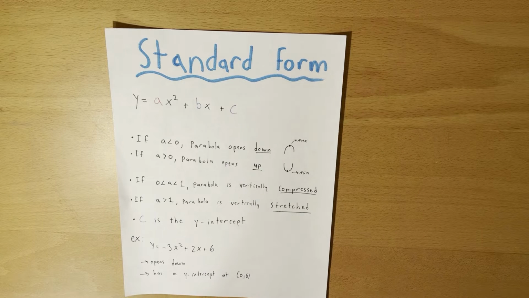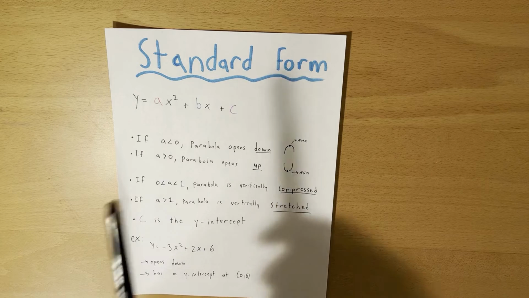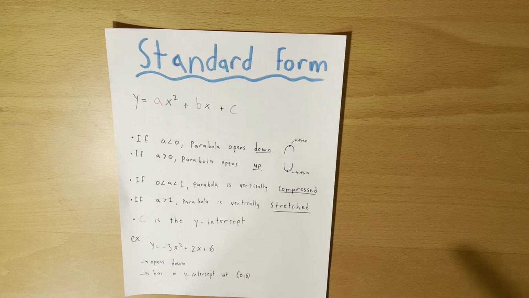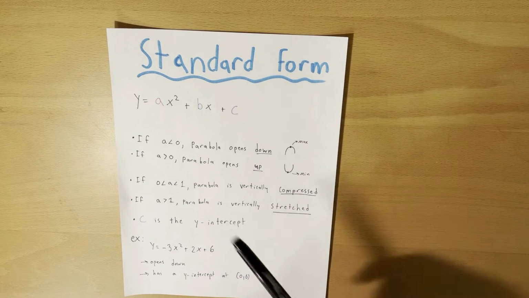The leading coefficient, or a, also tells us if the function has been vertically compressed or stretched. So if the a value is between 0 and 1, that shows that the parabola has been vertically compressed. And if the a value is greater than 1, the parabola has been vertically stretched. I'll show you guys what I mean by this in a bit while using Desmos. It also tells us the y-intercept. So this c value right here is the y-intercept.